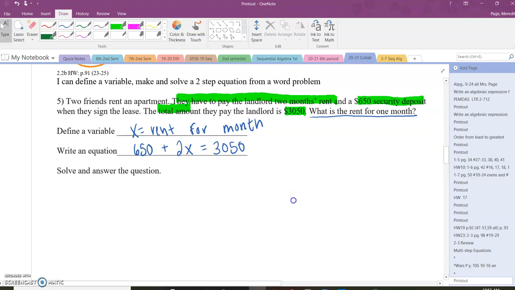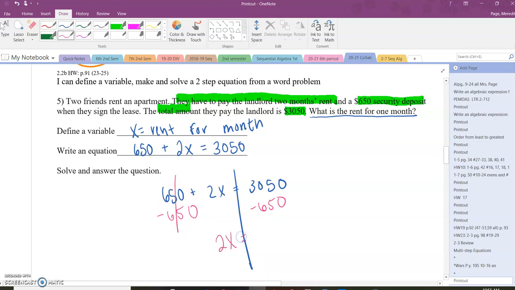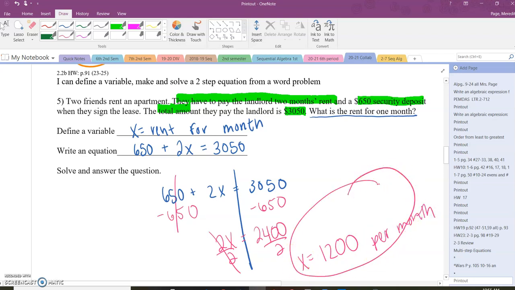Now what I'm going to do is I'm going to rewrite that equation and solve it. So I'm going to minus $650 to both sides. And then in your calculator, you're going to do $3,050 minus $650. And you'll end up with $2,400. Divide by 2, and then each month is going to be $1,200. Circle it, you are done.